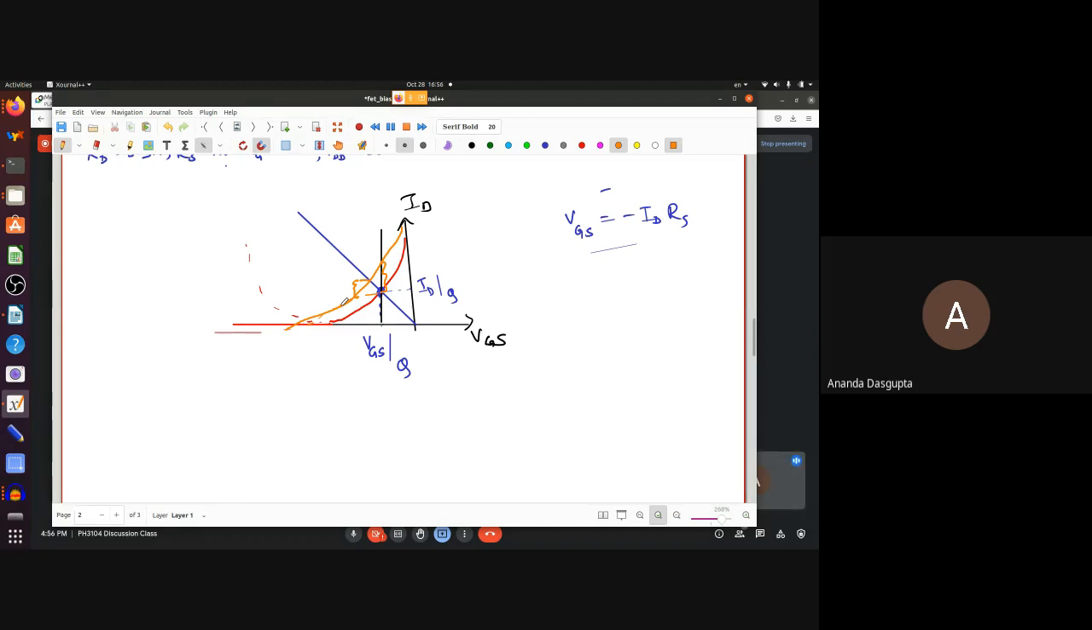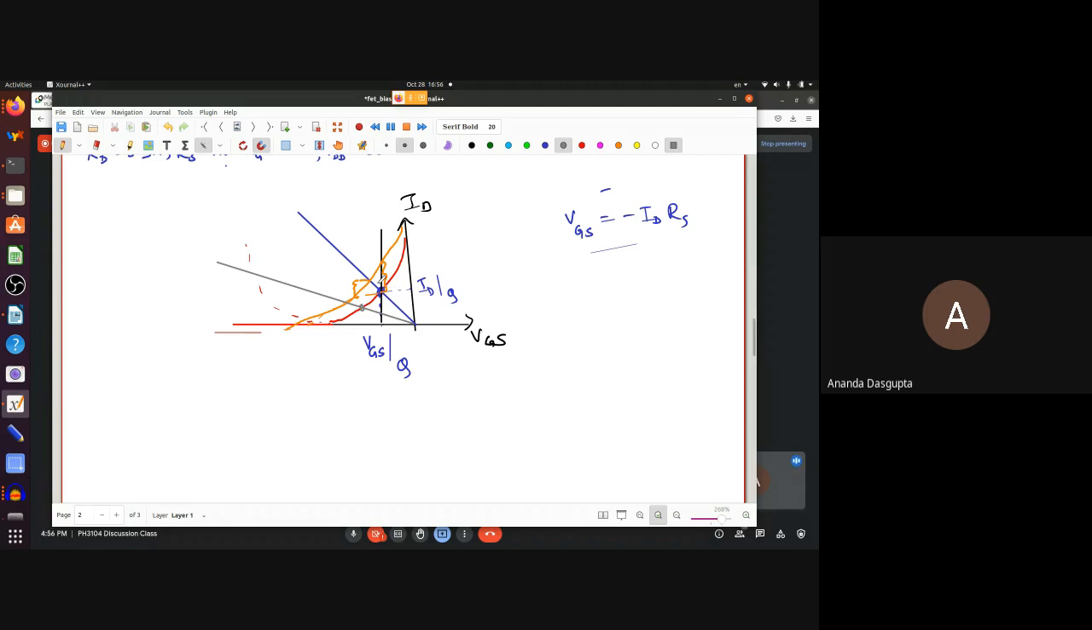So question, suppose I'm not satisfied with this. I want even less change in ID. Can I do that? Then we should increase the value of RS. Yeah, but if you just increase the value of RS, then the straight line will be something else, right? The straight line will be this. And that would mean your quiescent point would shift. I want to keep the same quiescent point.